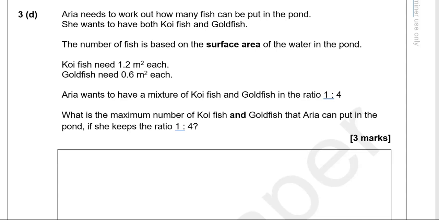Aria wants to have a mixture of koi fish and goldfish in the ratio of 1 to 4. What's the maximum number of koi fish and goldfish that Aria can put in the pond if she keeps the ratio of 1 to 4?